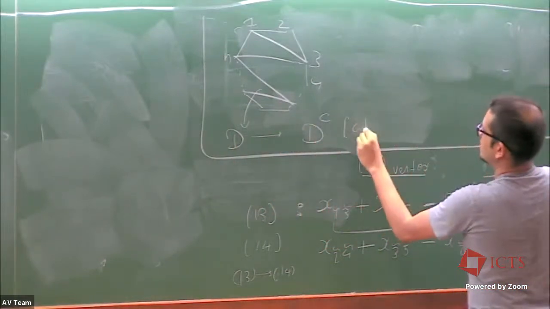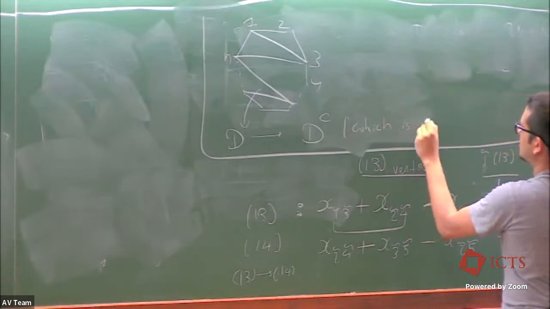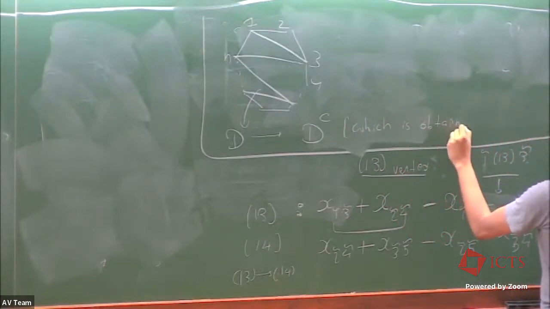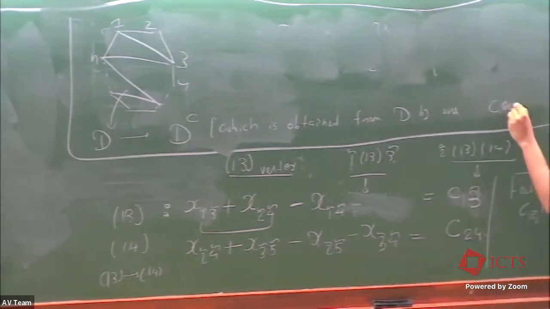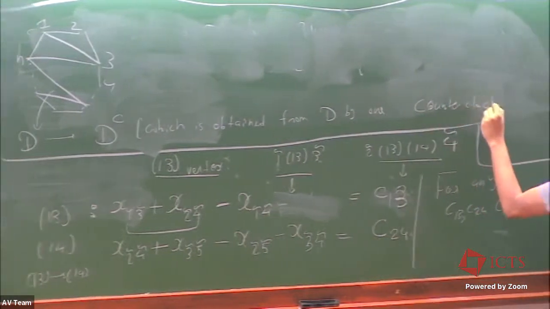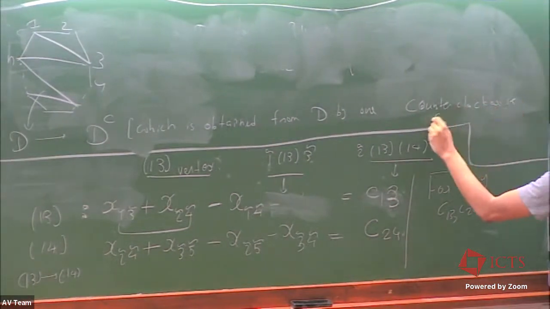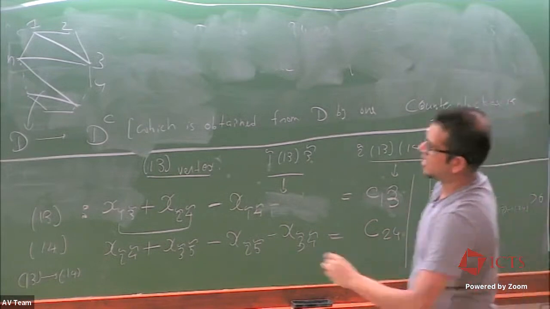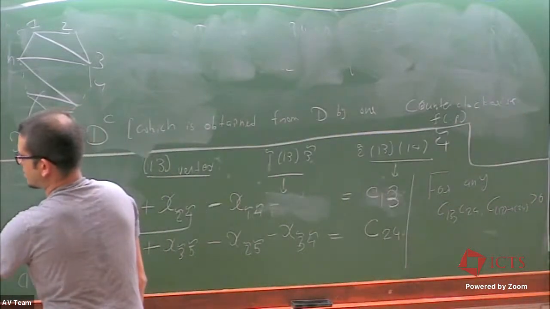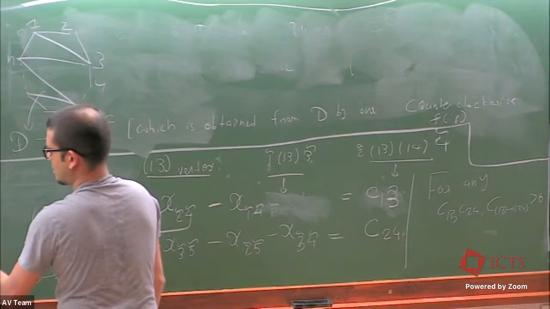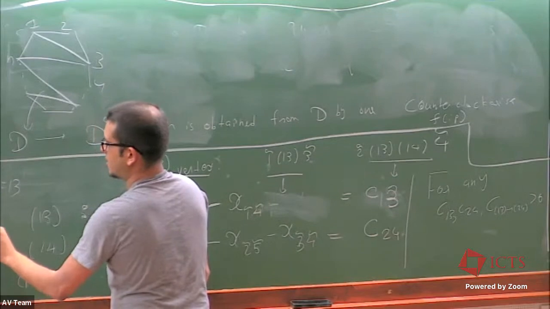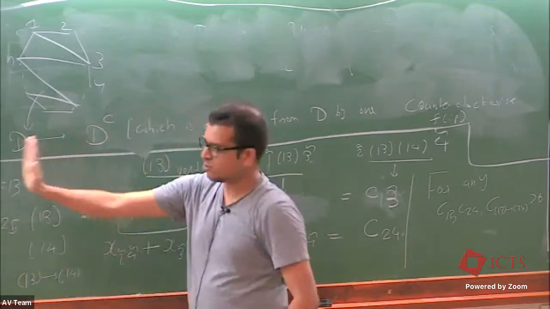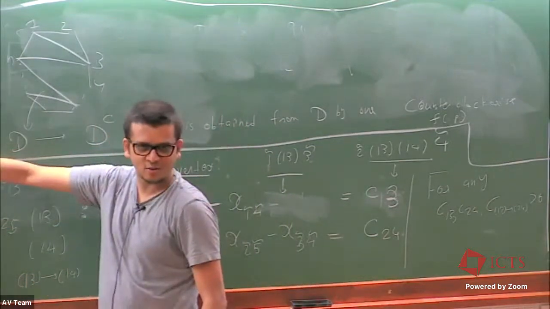is obtained from D by one counterclockwise flip. That is just to give an example of what I mean. If I start with a D, which is 1, 3, then DC is simply 2, 5. Just do one flip, see where you hit, that's part of DC.